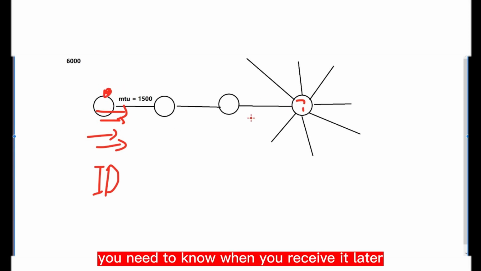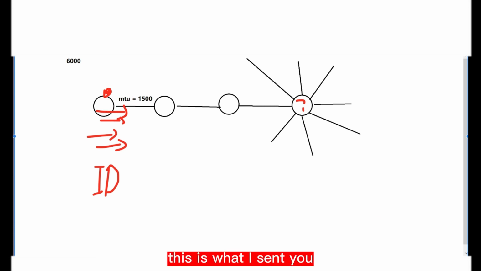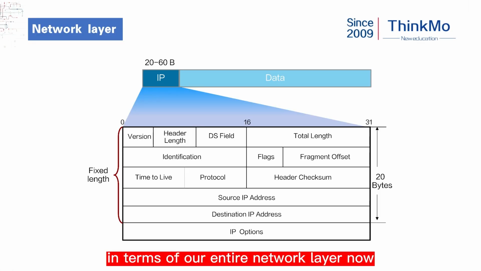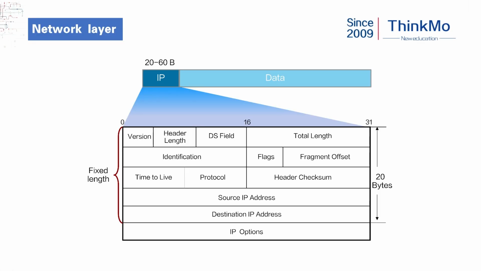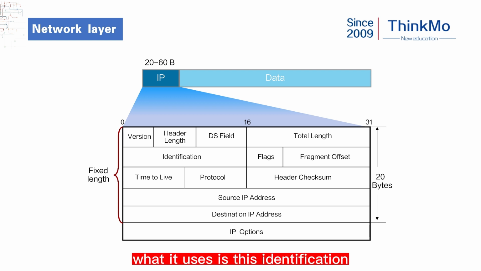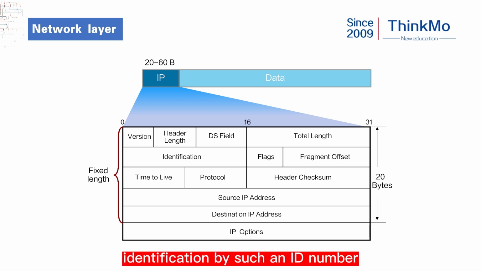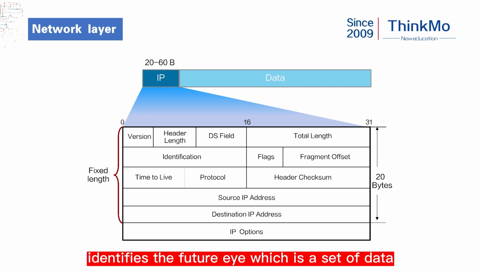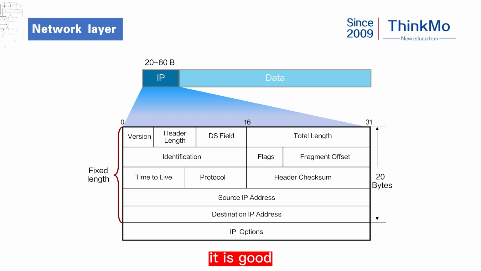You need to know when you receive it later: this is what I sent you, and it was divided into shards. In terms of our entire network layer, what it uses is this identification. Identification by such an ID number identifies a set of data in the future. It is good. This is point 1.